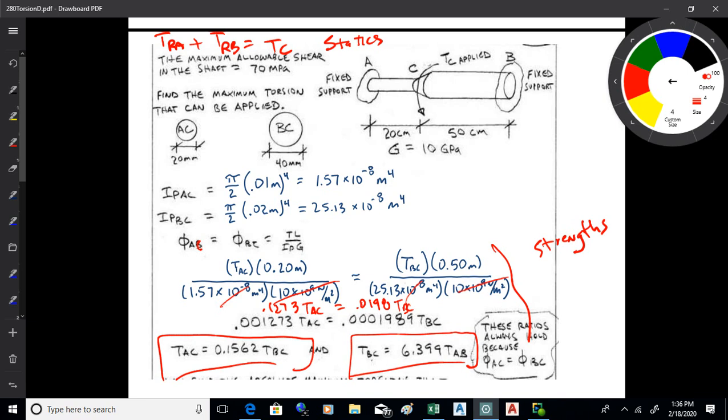Now, if I knew what TC is, I would just go ahead and solve this out, but I don't, okay? There's an extra step on this one because I don't know what the torsion at C is. So I've got to work through the shears to get to that. I wasn't given what the torsion at C was. What I'm given is how much shear that shaft can take. It's 70 megapascals. So I've got to work with that a little bit to figure out what that torsion is going to be. All right.